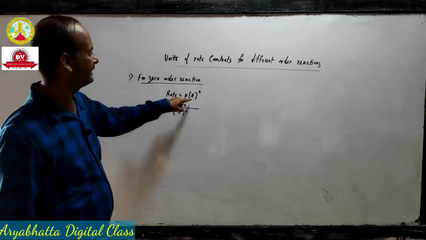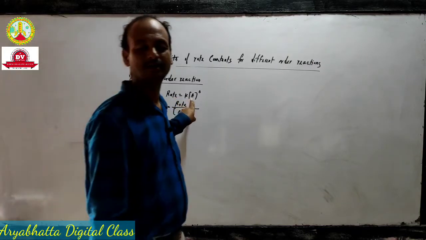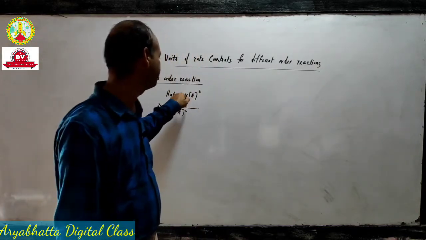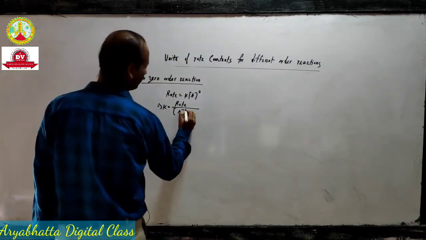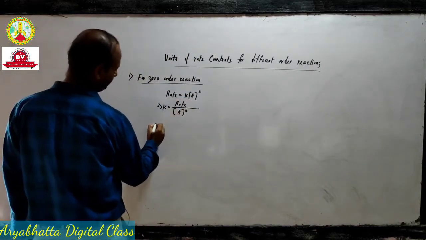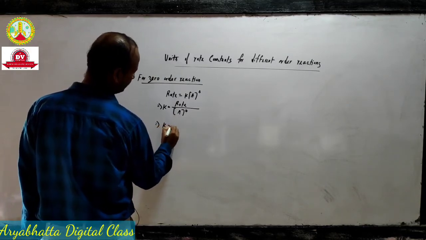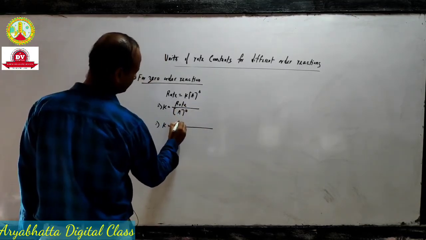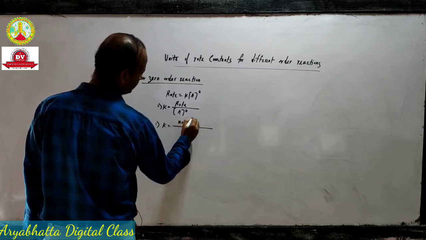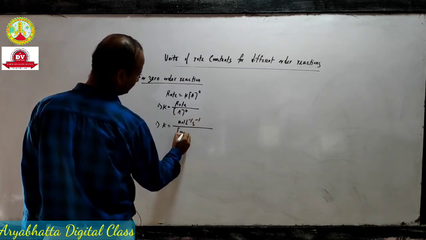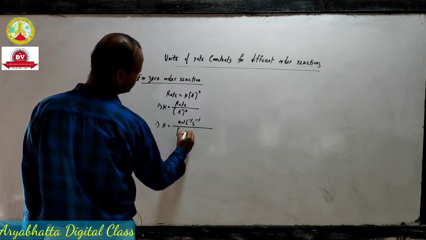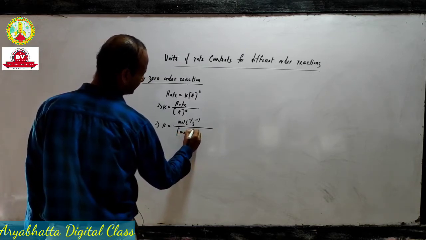Now A is any reactant. You can write here A, B, C, X, Y, Z, anything, but this represents the reactant. Now look, k will be how much? What is the unit of rate? Mol litre inverse, second inverse. What is the unit of concentration? Mol litre inverse. Clear?